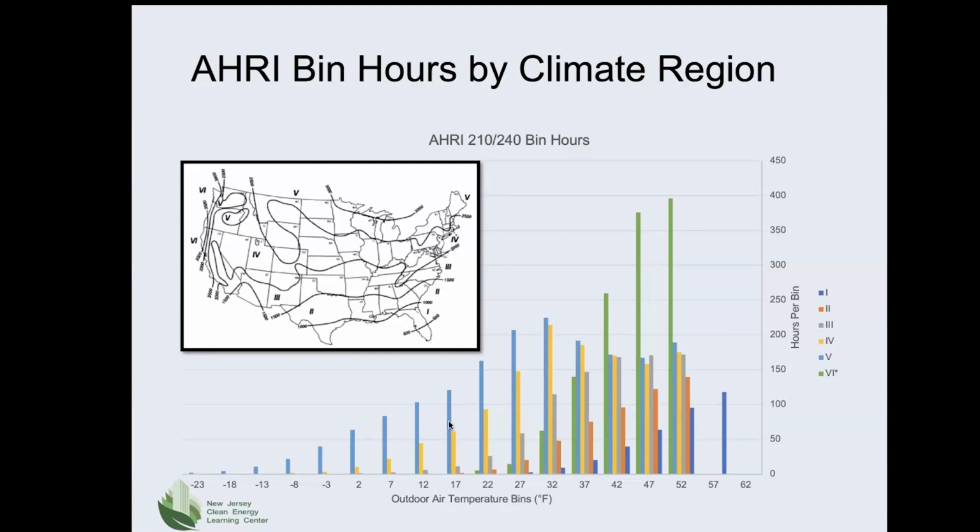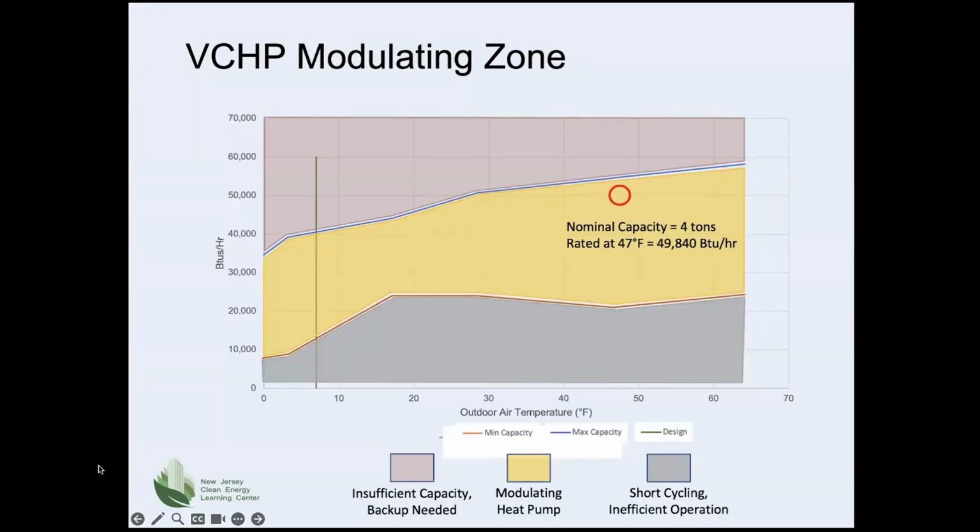And as you can see, the number of operating hours at the lower temperatures are higher than they are in climate zone 4. For example, here at 7 degrees, you have about 75 hours a year. So the range that you would want to have your heat pump cover would be a broader range than you might have in, say, climate zone 4. In climate zone 5, you might want to include it down to, say, 7 degrees, as opposed to the range between 22 and 52. So let's look at a variable capacity heat pump and how it modulates to meet load.